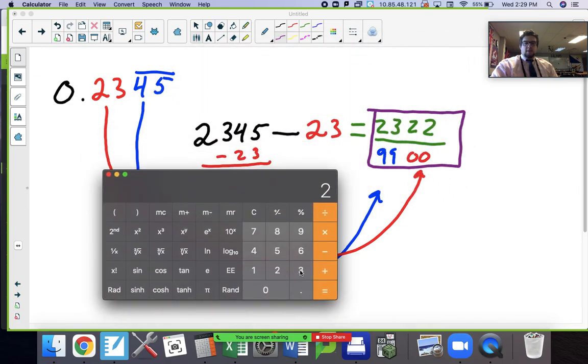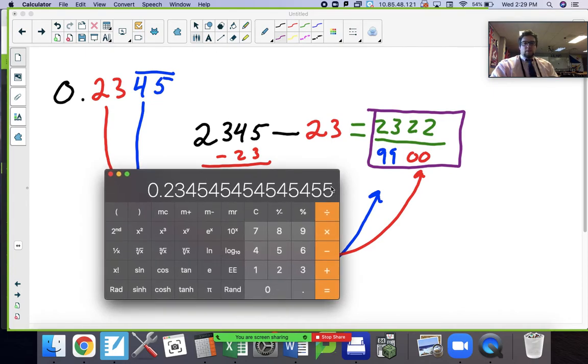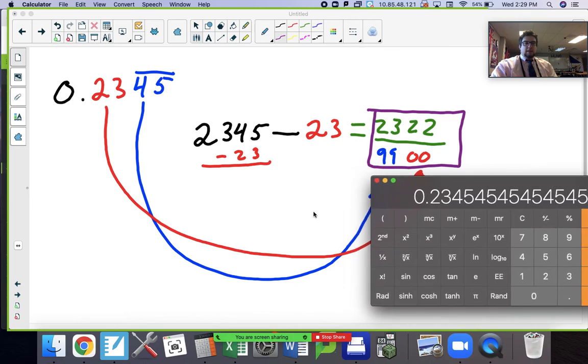So I'm going to take 2,322. We divide it by 9,900. And we get that 23. And then the repeating 45 over and over and over again. The reason why this last 5 is not another 4 is the calculator runs out of memory, so it rounds when it runs out of space. So it's supposed to be a 4, but then that 5 that comes after it has rounded it back up to a 5. So forget about that last one right there, and that sequence just repeats over and over and over again.